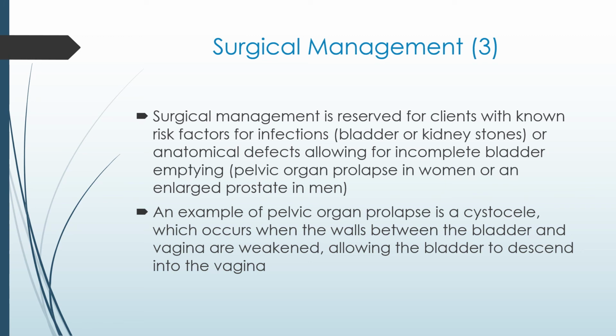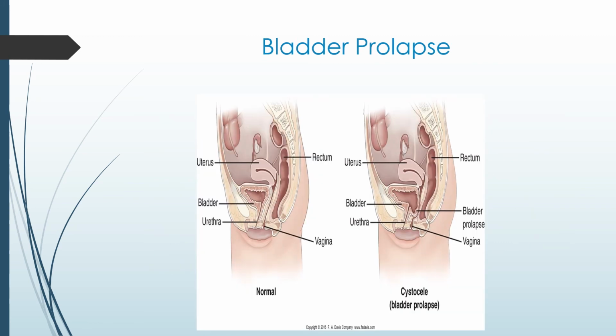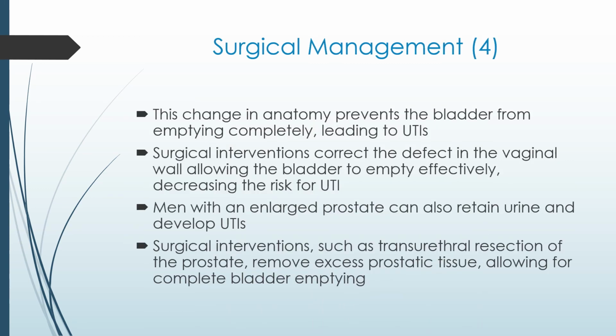And so, of course, there can be incomplete emptying. Here you can see bladder prolapse and the cystocele developing. So, this change in anatomy prevents the bladder from emptying completely and then acting as that reservoir and growing the bacteria, leading to a UTI. So a surgical intervention will correct the defect in the vaginal wall, allowing the bladder to empty effectively and thereby decreasing the risk for a UTI.